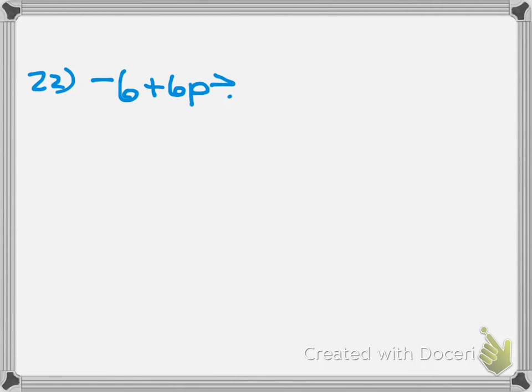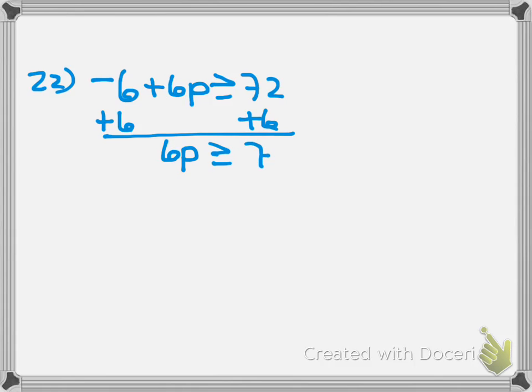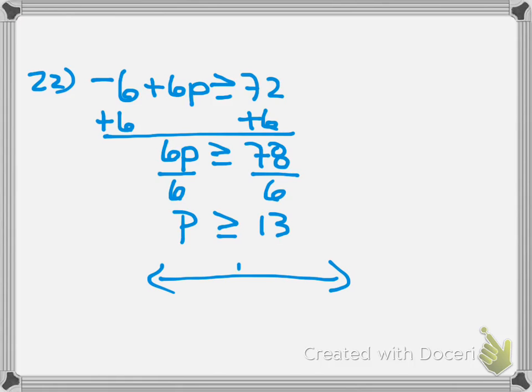Negative 6 plus 6p is greater than or equal to 72. So what's the opposite of a minus 6? Plus 6. You got to read that as a minus 6. That negative in front means a minus. Okay, 6p is greater than or equal to 78. So then you can divide by 6 and get p is greater than or equal to 13. Closed dot, shaded to the right. So I added, then I divided.